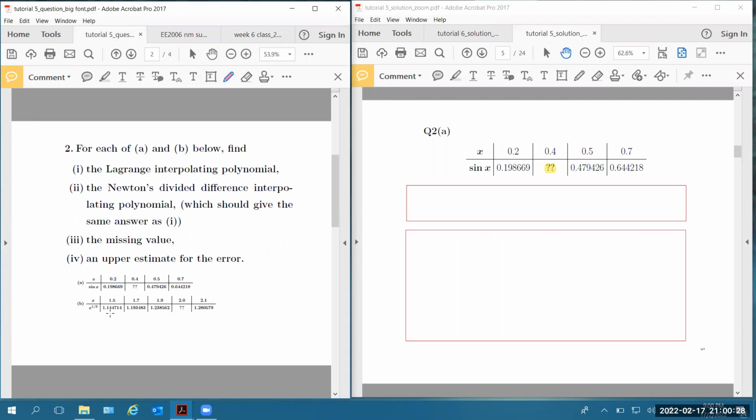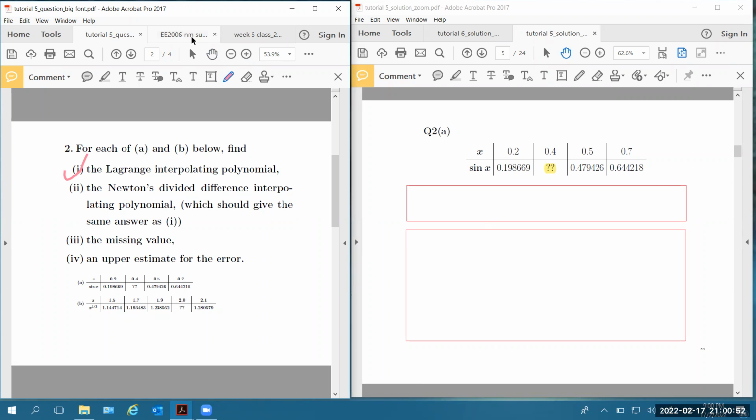So here we actually got 2 tables here. For each of them, we want to do Lagrange interpolating polynomial. You notice that there are some points given, right? So you want to do the Lagrange interpolating polynomial. Okay, so we'll do this one first, and we'll be doing this table A. So this is our table A here.